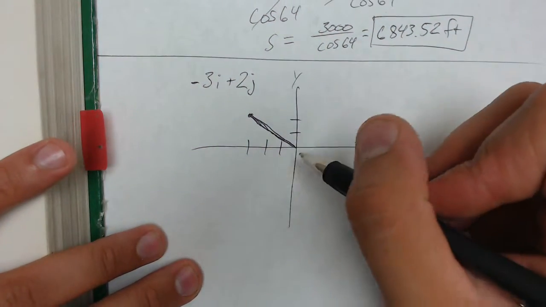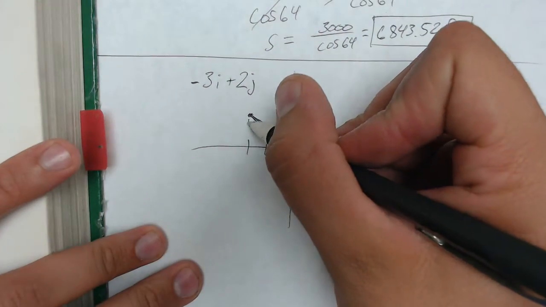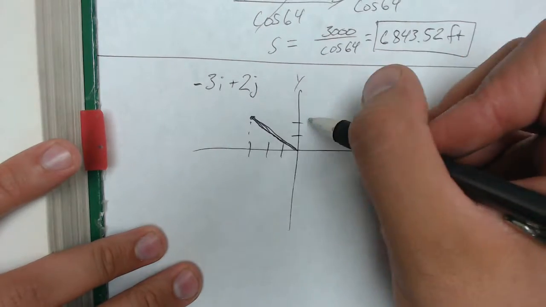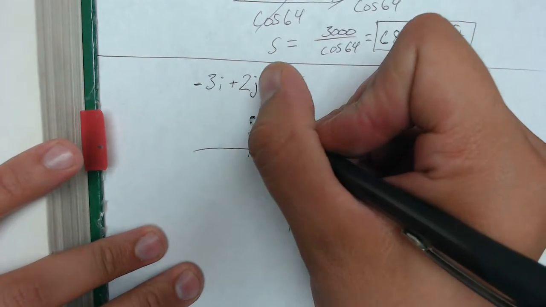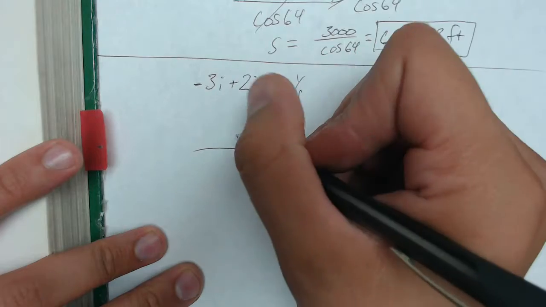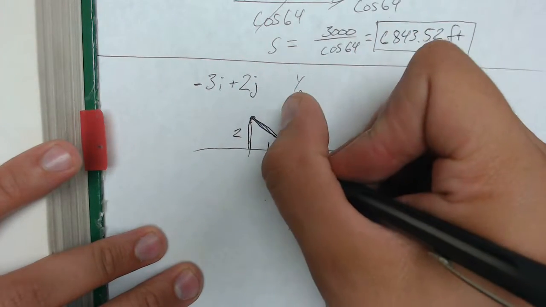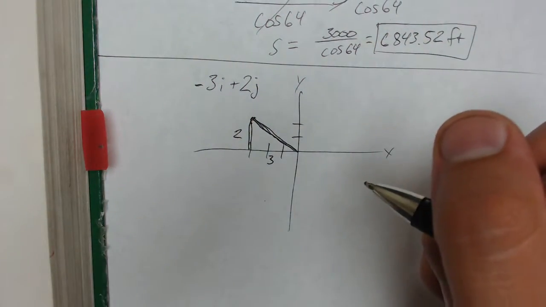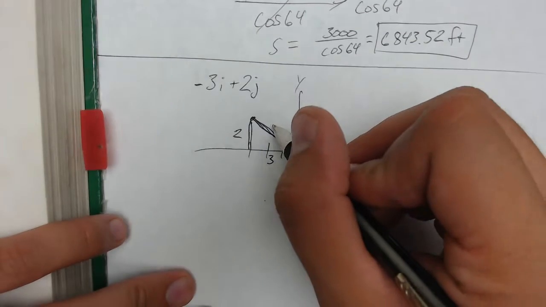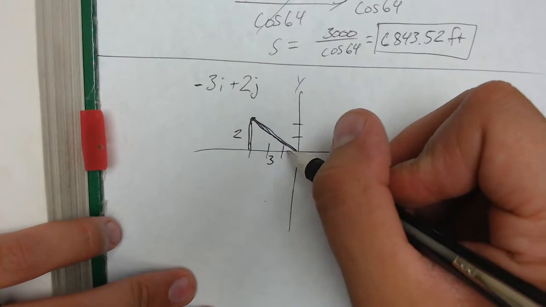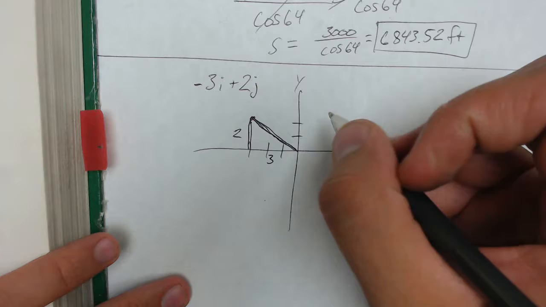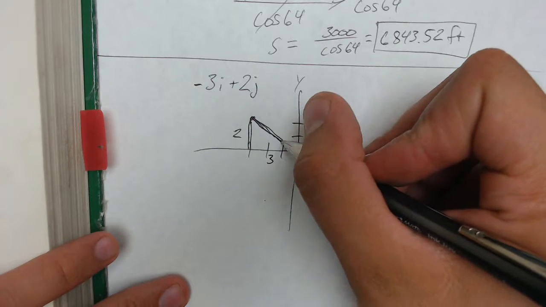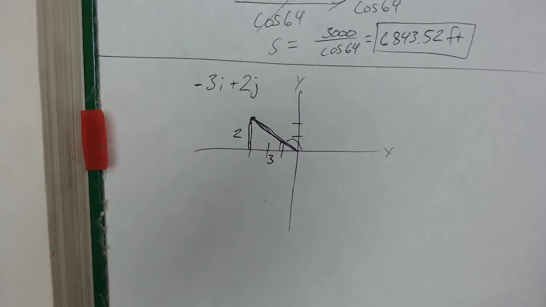Now, this vector is a right triangle. We can make it a right triangle on this side, or we can make it on this side. I'm going to do it on this side. Now, if I draw this line, the height would be 2. This side would be 3. What I need to find are the length of the hypotenuse and the 4 different angles that can express this angle, positive, negative, etc.